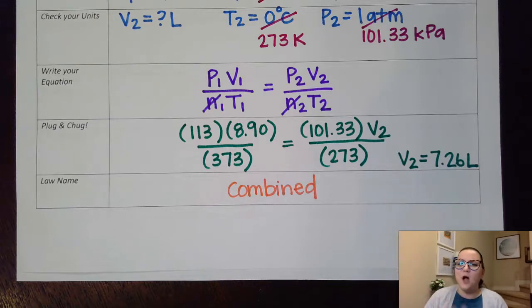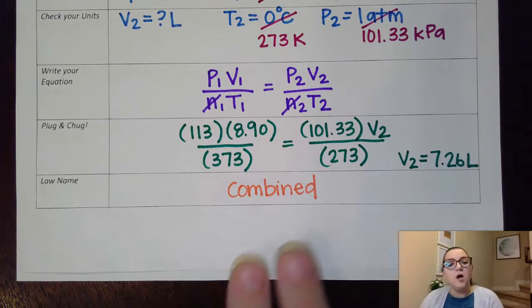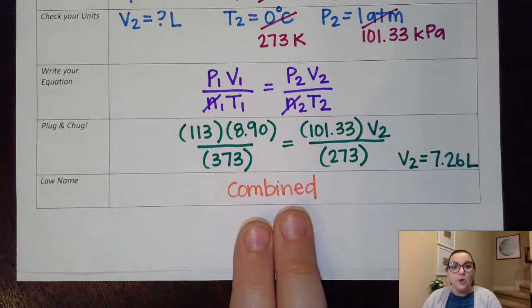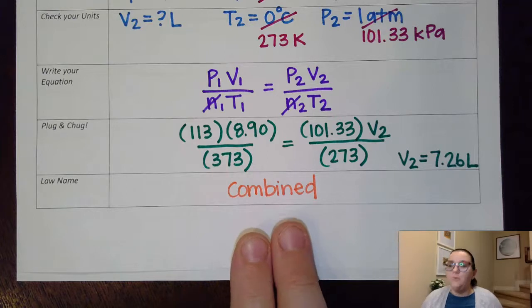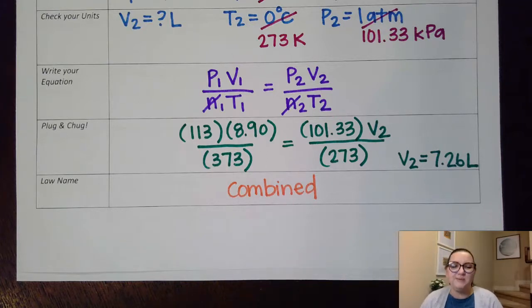If you notice, all the problems that we've done used 3 sig figs, and we tried to keep that pretty consistent in this unit, both on the notes as well as on your practice, in your quiz, in your test. If you use 3 significant figures on all your problems, you should be in pretty good shape. Since we used more than just 2 variables, we would call this combined for the law name. Even though we didn't use all 4, we still used more than 2. So combined is the appropriate name to put here.